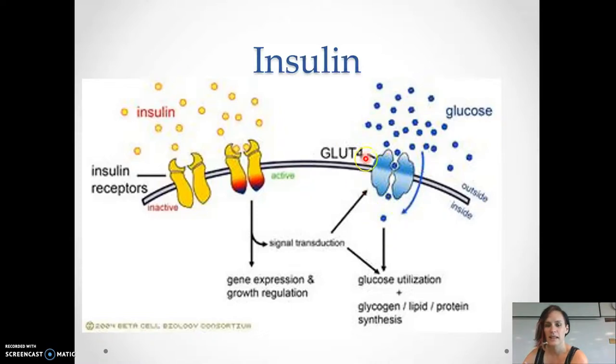Obviously, this may take energy. It is not a passive process, but it still needs this insulin to facilitate the process and to be the stimulus for that signal transduction, and therefore the response being that glucose is taken in.